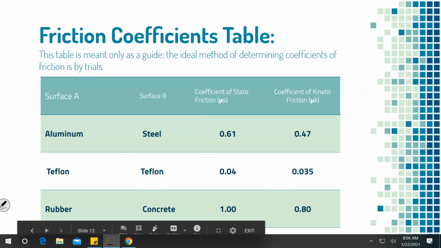So if we look at a coefficient of friction table, this is just a guide. You'd have to do the actual experiment to figure out what they are. But if we have two different surfaces on here, like aluminum and steel, they give you the coefficient of static friction as 0.61. Of kinetic friction, it is 0.47. So in each case, you can see static friction is greater than kinetic friction. So that's just looking at some examples of those for comparison.